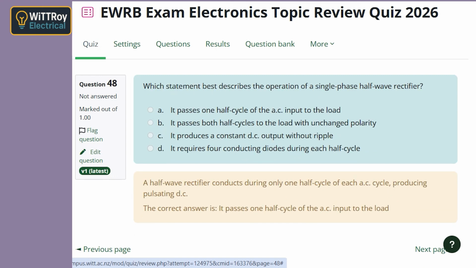Question 48. Which statement best describes the operation of a single-phase half-wave rectifier? It passes one half cycle of the AC input to the load. Good, no problem with that one. A half-wave rectifier conducts during only one half cycle of each AC cycle, producing pulsating DC. Yes, the circuit operation and the answer line up there.